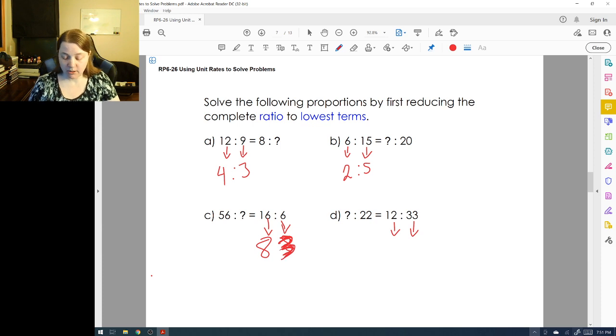That menu popping up threw me off. 12 to 33. Well, 33 can only be divided by 11 and 3. So 33 divided by 3 is 11. 12 divided by 3 is 4.